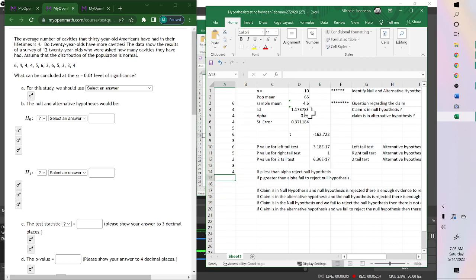These will not be correct because there was more than, I think there's 11. 6, 7, 8, 9, 10. Oh, there's 12. I think I missed one. 6, 4, 4, 4, 5, 6, 3, 6, 5, 6. Oh, they're all there. Okay. So our sample size is 12.